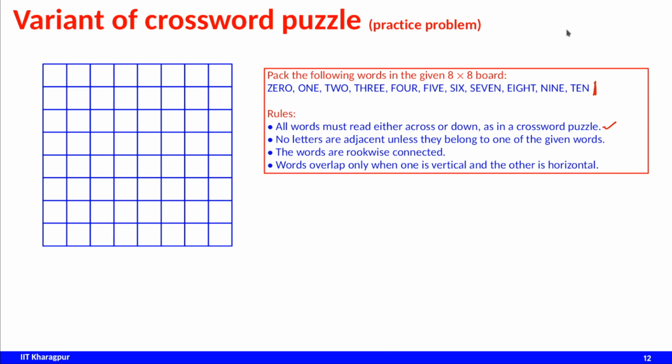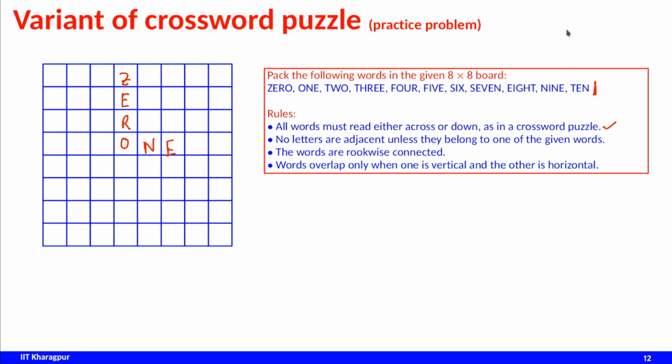Fine. No letters are adjacent unless they belong to one of the given words. So that means it can happen in this way, like I can put Z, E, R, O and I can have 1 here. So no letters are adjacent unless they belong to one of the given words.